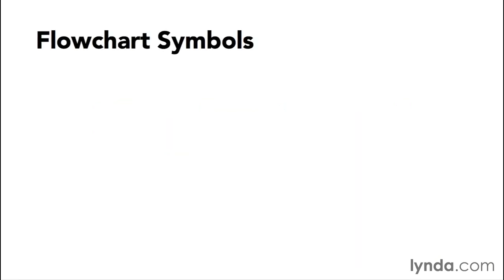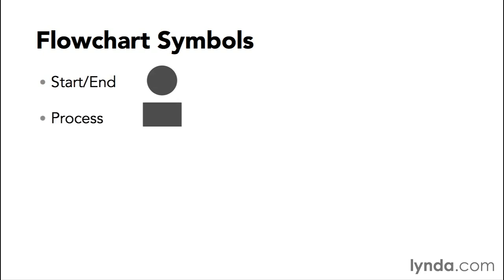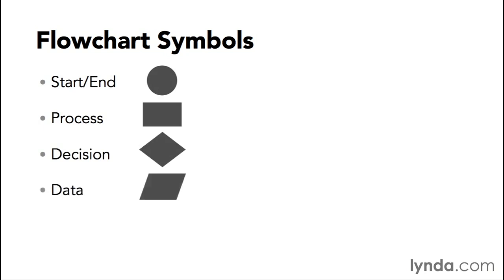Here are some of the basic symbols that we will be using during this course. A start and end symbol, which is a round circle, a process, or a rectangle, a decision, which is a diamond. For data, we'll use a parallelogram, and we also have a symbol for files. It looks like reports. Let's take a simple problem and use a flowchart to describe our solution.